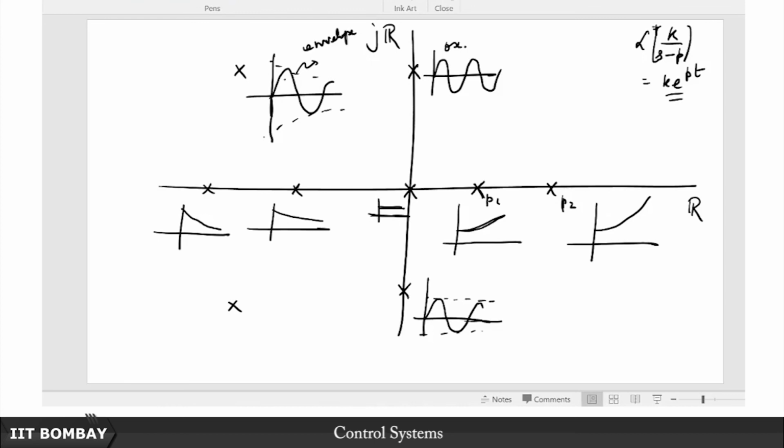So the envelope would be a decaying exponential. So this will still be oscillatory, but it will keep decaying. So this is still well within the definition of what we call stable behavior.